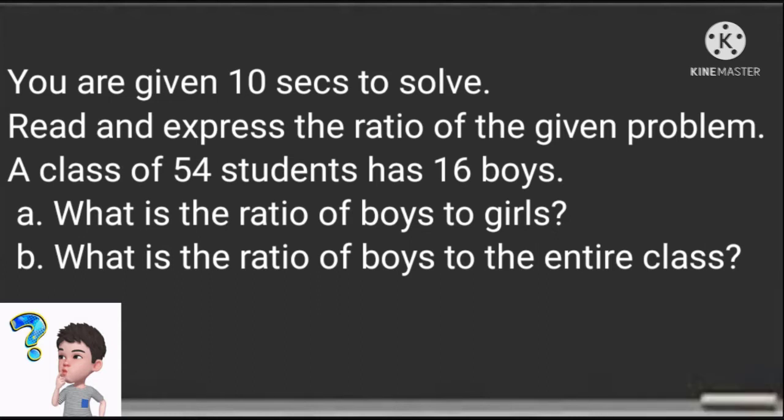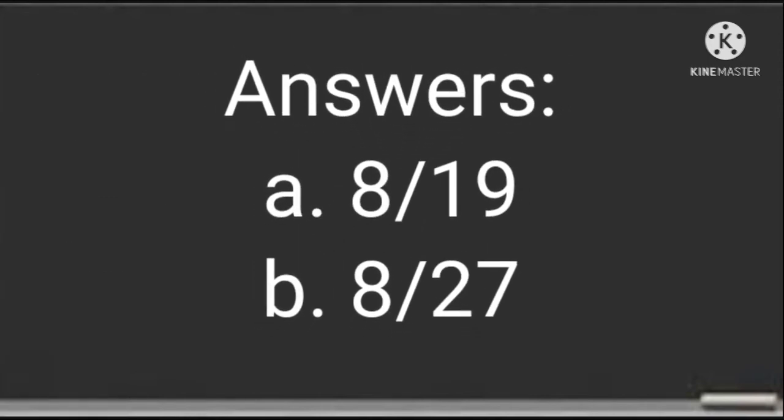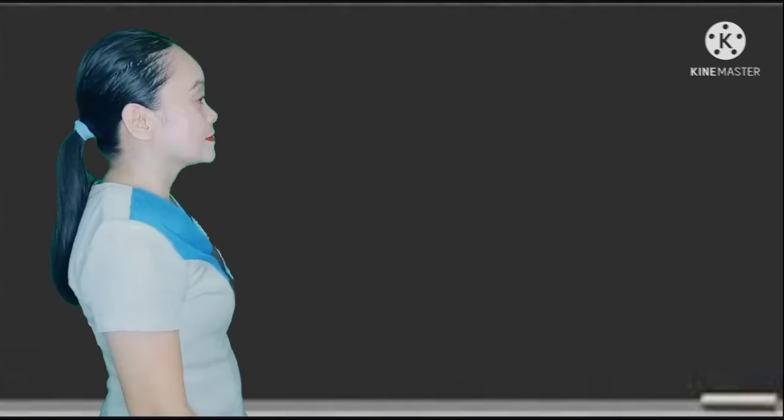Time is up. The correct answers are, for letter A, 8/19. For letter B, 8/27. Did you get the correct answer? If yes, congratulations! You can now proceed to the next activity. If not, read and study again illustrative example 2 and solve again the problem.